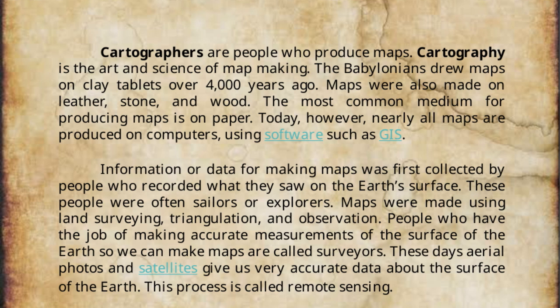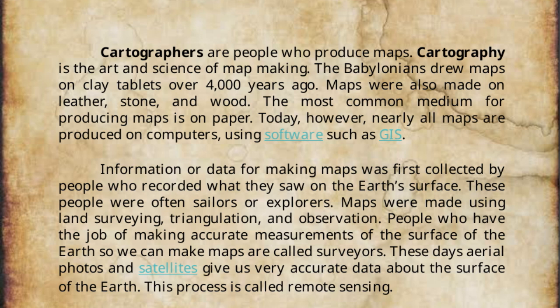The process of making maps starts with collecting data, information about the Earth's surface. Early map makers, often sailors or explorers, recorded what they saw during their journeys. To create accurate maps, they relied on land surveying techniques, triangulation, and careful observation. Surveyors, the professionals who take precise measurements of the Earth's surface, play a crucial role in this process.